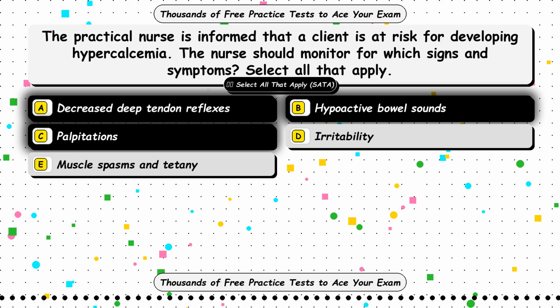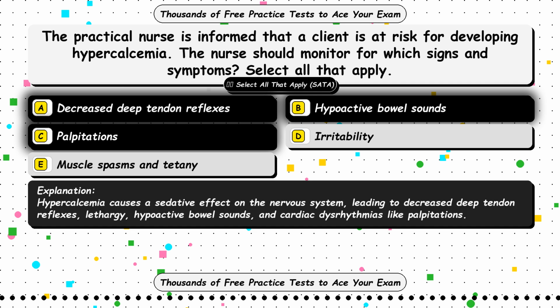The correct answers are options A and B and C. Decreased deep tendon reflexes, hypoactive bowel sounds, palpitations. Hypercalcemia causes a sedative effect on the nervous system, leading to decreased deep tendon reflexes, lethargy, hypoactive bowel sounds, and cardiac dysrhythmias like palpitations.